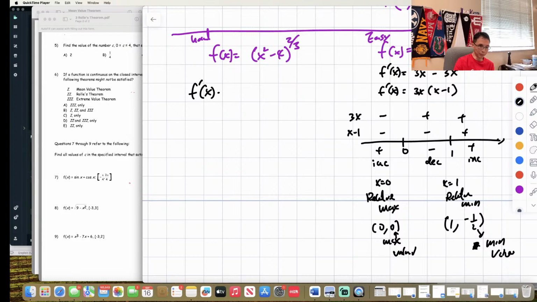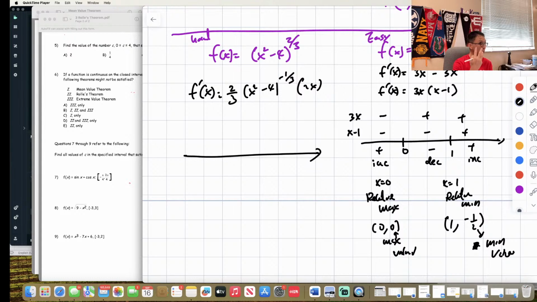In here, I'm going to take a derivative, do you understand? Okay. The derivative of this will be 2/3 (x squared minus 4) to the negative 1/3, times 2x. So here you are going to get 3 critical points. What are they? 0. What else? Did you get 3, Aiden? Negative 2 and 2. You must include all of them.